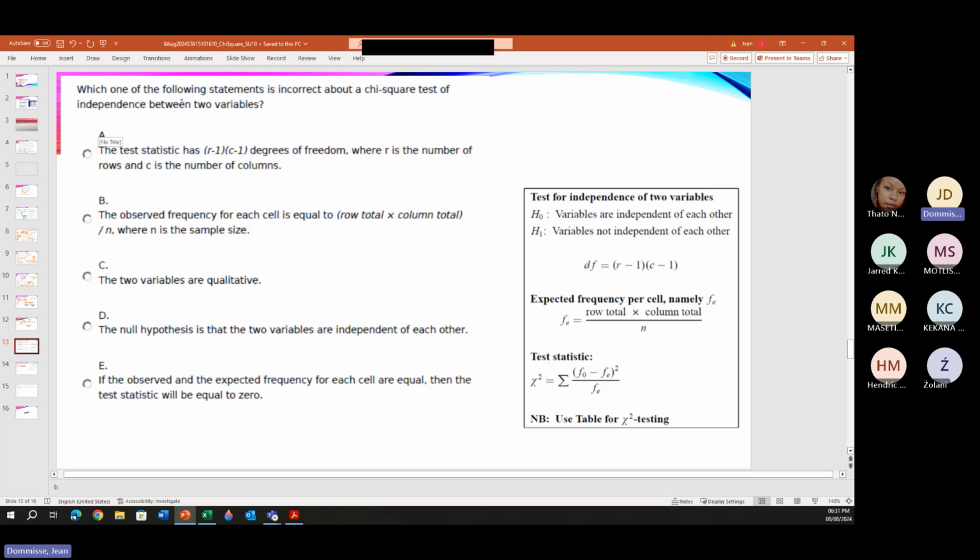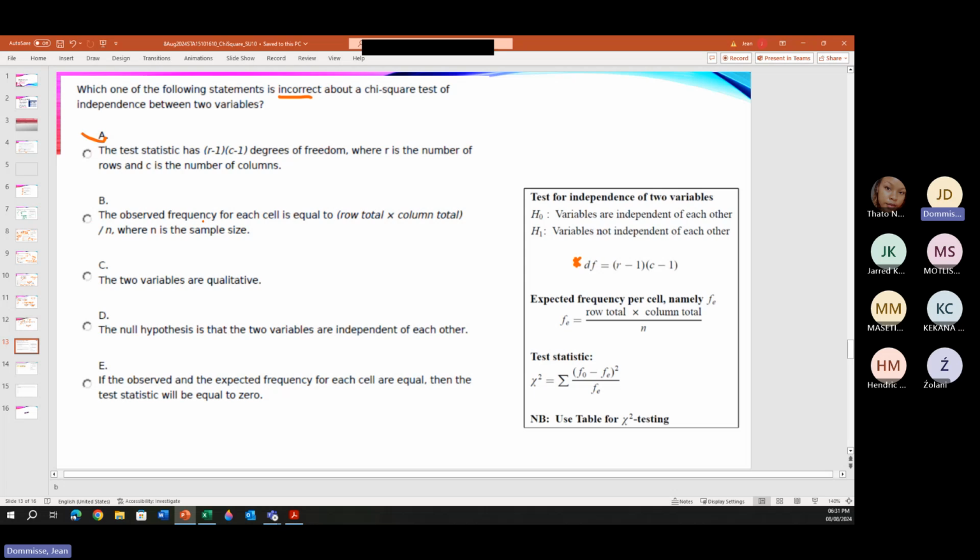Which one of the following statements is incorrect about a chi-square test of independence between two variables? Okay. The test statistic has R minus 1, C minus 1 degrees of freedom, where R is the number of rows, C is the number of columns. Okay, so that is correct. That is the one that they're referring to.